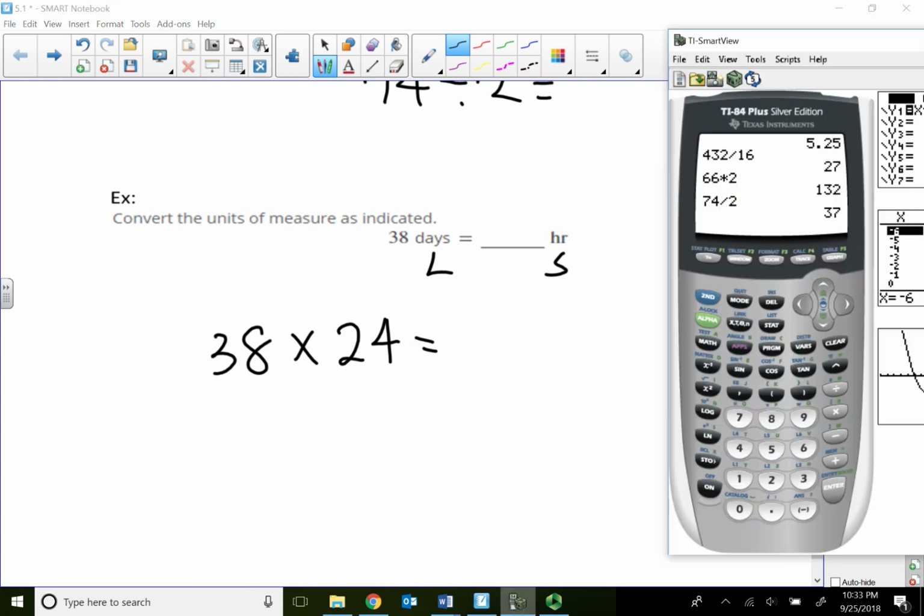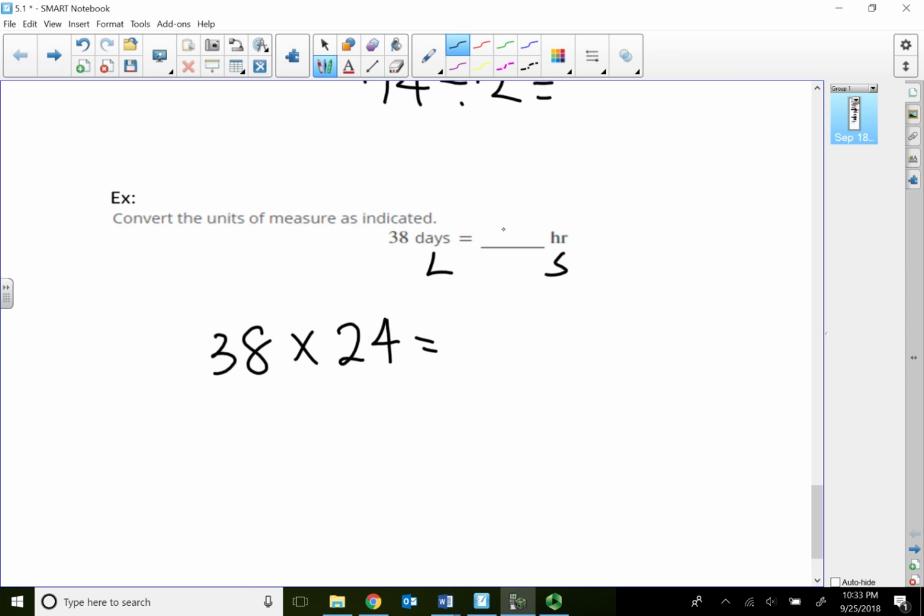By the way, realistically, 1 day is actually not quite 24 hours. It's actually 23 hours and 50-some minutes. That's the real number of hours in 1 day. Yeah, Google it, look it up, and see exactly what that is. So that's 912 hours.